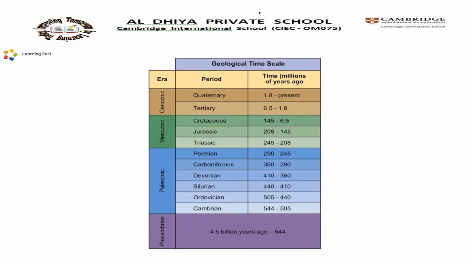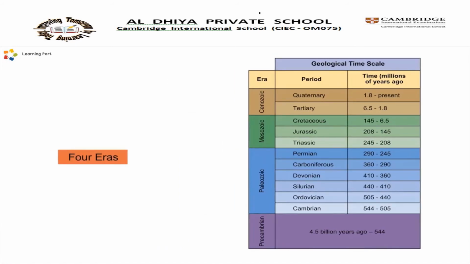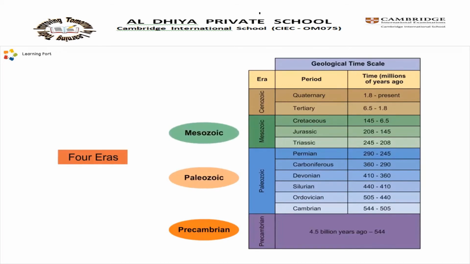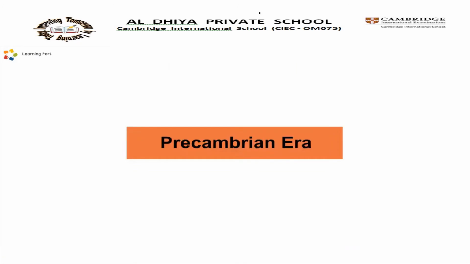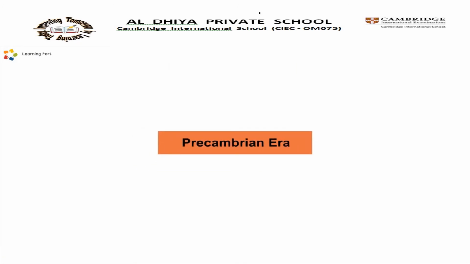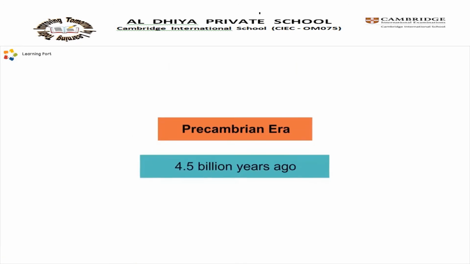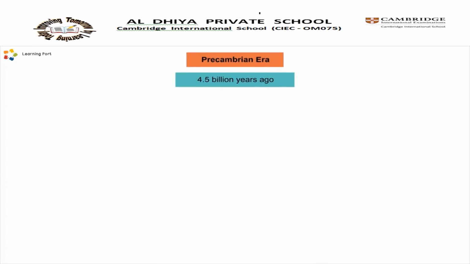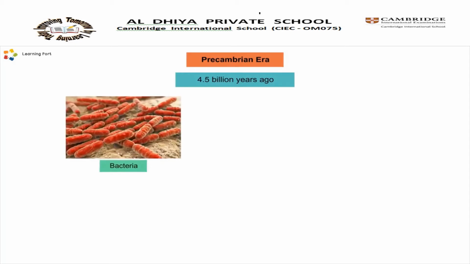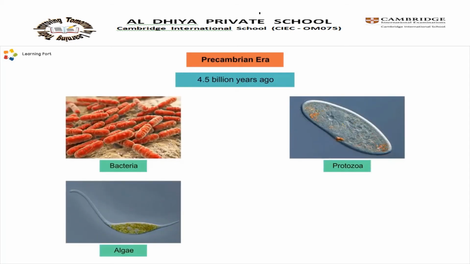Geologists define a long period of time as an era. Each era is divided into several periods. There are 4 eras: Precambrian, Paleozoic, Mesozoic, and Cenozoic. The Precambrian era began when Earth was first formed, 4.5 billion years ago. The earliest living organisms to evolve were simple organisms like bacteria, protozoa, algae, and cladina.